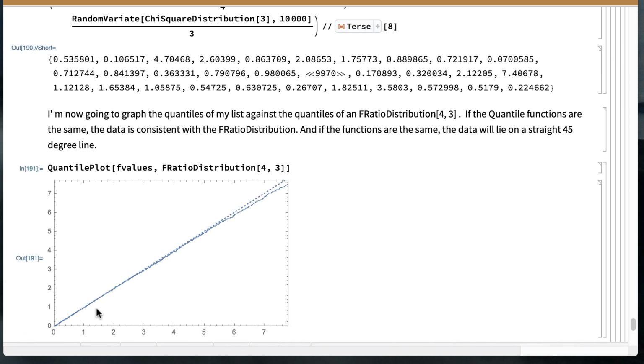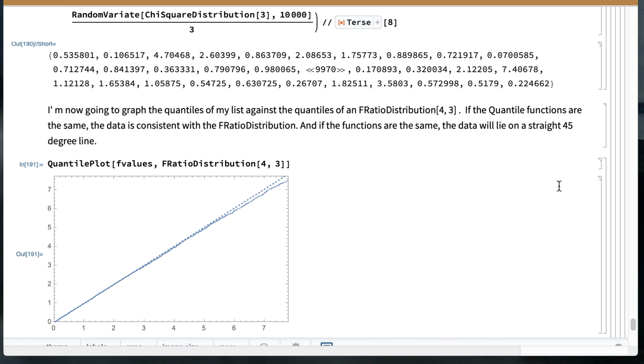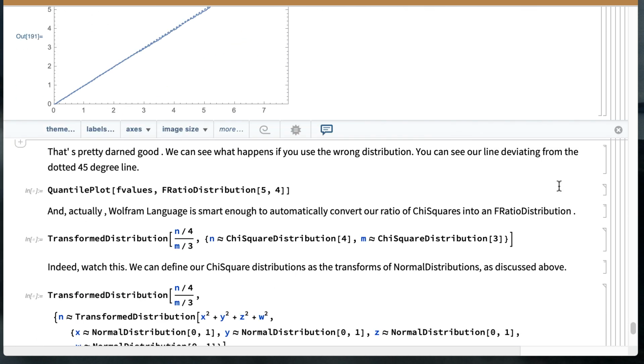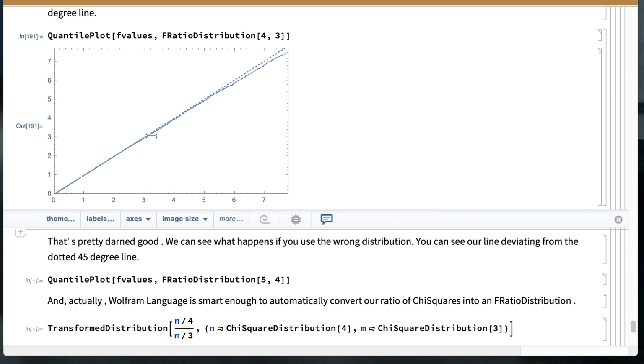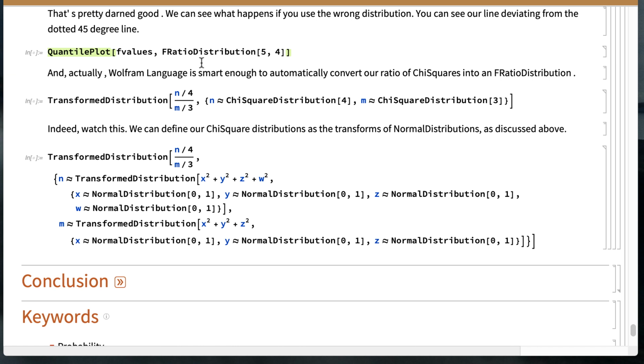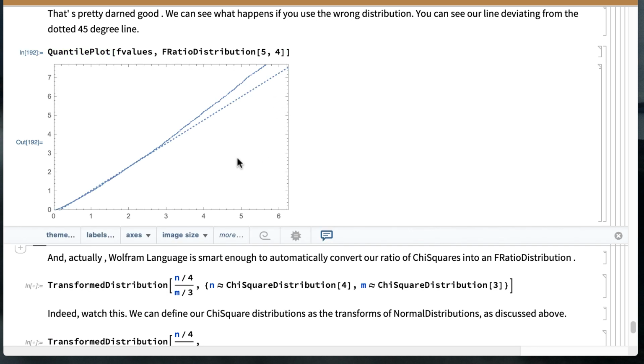And so it's pretty good. It's pretty close to the line that you would get if it were exactly the same thing. And we're sampling here, so we don't expect it to be exactly the same thing. And you can see, by the way, what would happen if I used a different F ratio distribution. Here I use 5, 4 instead of 4, 3, and you can see it doesn't match as well. The numbers start to go off significantly.